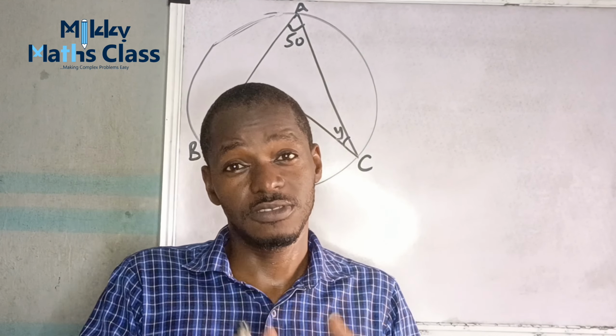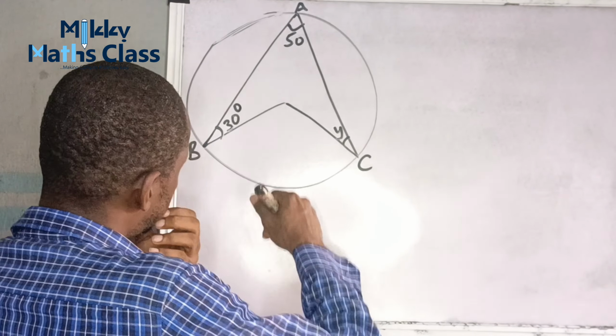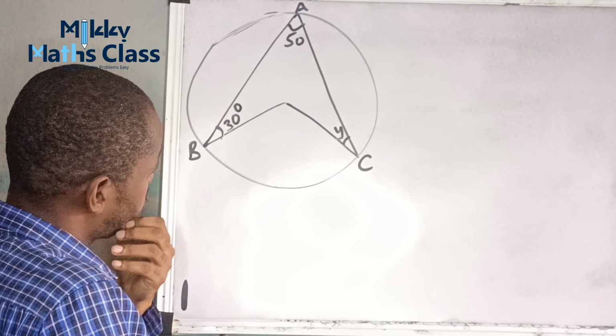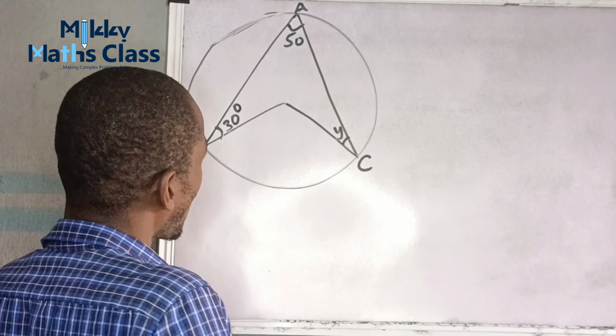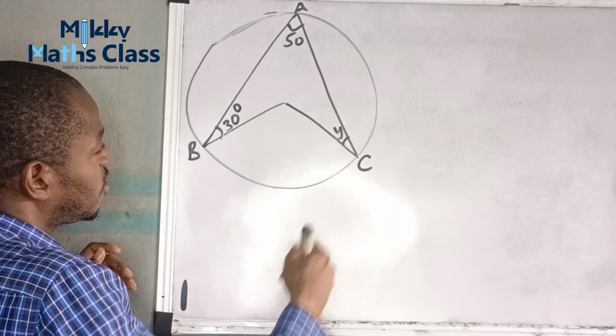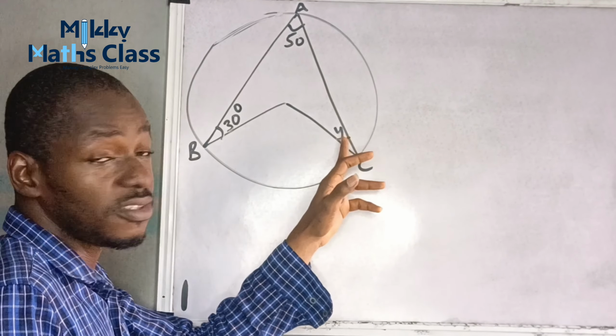All right, let's look at this second question. You have a circle and a shape inside the circle that is almost looking like a triangle, a cut-out triangle from this place. Now, what do we do? How do we resolve it? How do we find the missing angle?